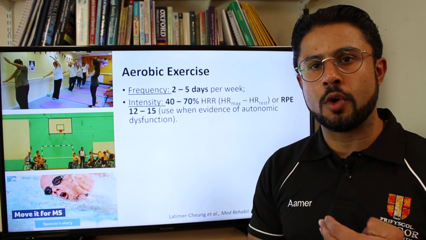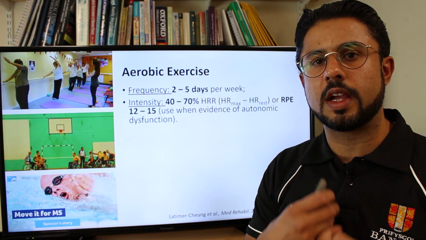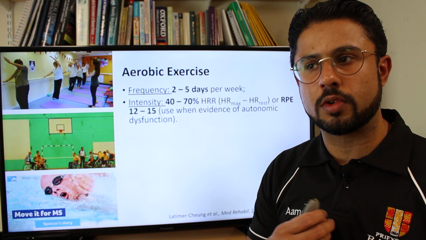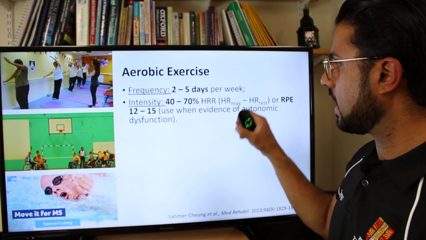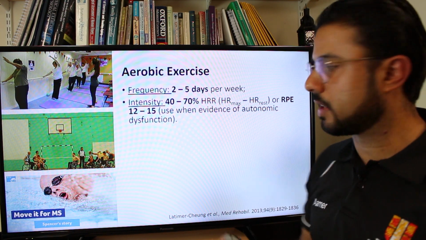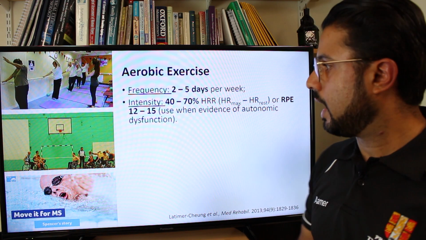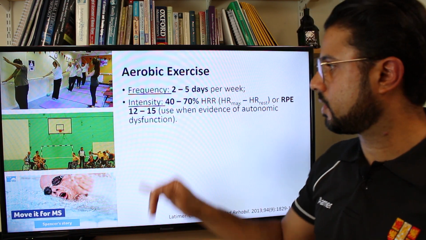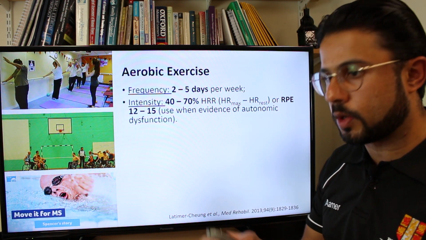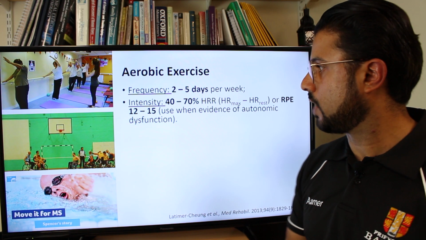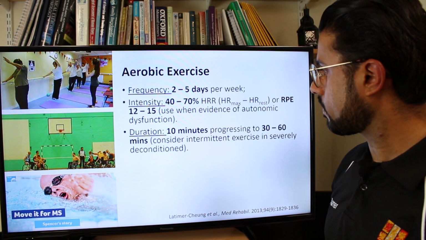Now, because we know that MS affects neuron activity, it can also affect the nerves that innervate the heart, the sinoatrial and atrioventricular nodes, and it can affect heart rate. Now, it's very important in that situation, for those patients that do have autonomic dysfunction, that you use ratings of perceived exertion, or RPE, to gauge the intensity of the exercise. And again, something like 12 to 15 would be quite sufficient to get the adaptations. The Borg RPE scale is widely available if you search for it on the internet.